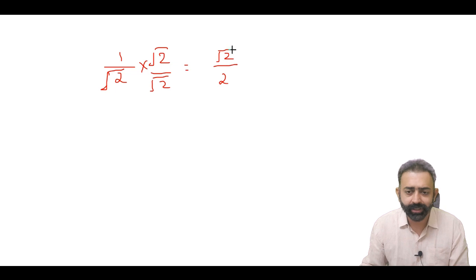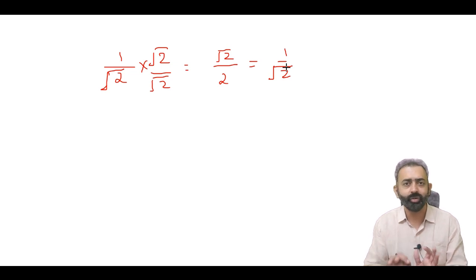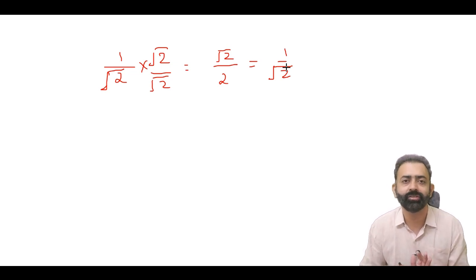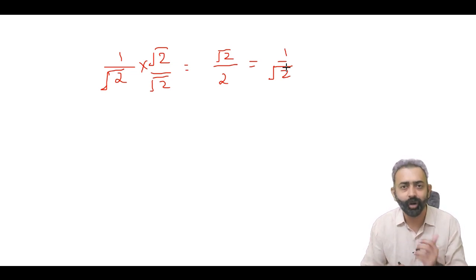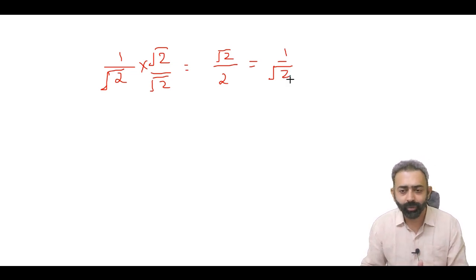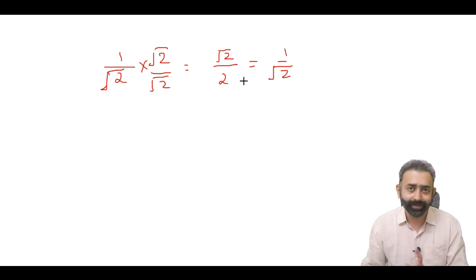So this has some physical significance. Although this is equivalent to 1 by root 2, I haven't changed the value of the fraction. The fraction will remain the same. Just by multiplying the numerator and denominator by the same value, it does not change its value, but it changes the form of the fraction, which is more meaningful. So 1 by root 2 does not make any sense physically. Root 2 over 2 makes sense.